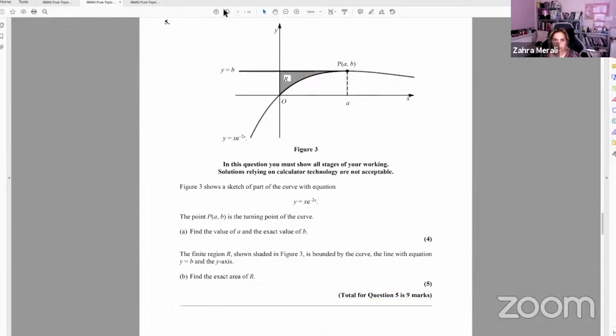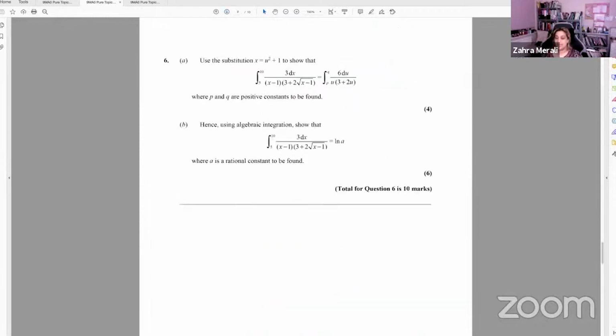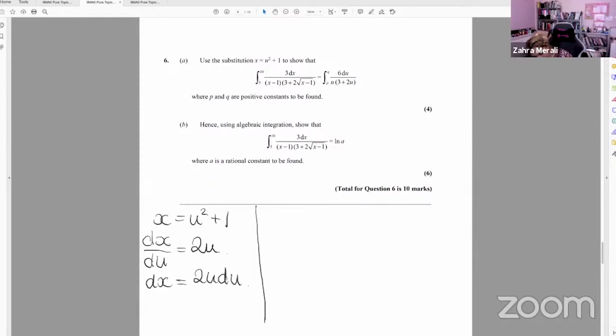Next question. Right, so here they're telling you what they want you to use, so you can't even try to use anything else. We're going to use the substitution x equals u squared plus 1, but we follow the same thing that we were doing earlier. You just prepare everything first. So dx/du is 2u, and you're going to be replacing the dx, so that's going to be 2u du.